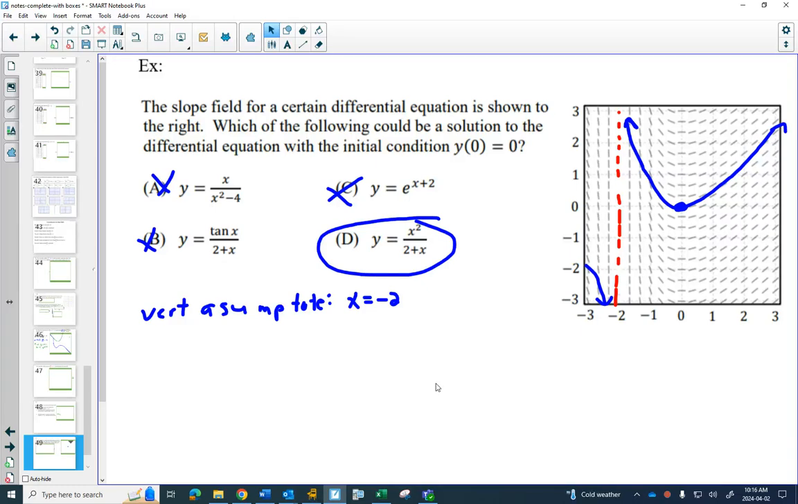Right away, you could cancel out C. This is the first one I would cancel out right away, because that one does not have a vertical asymptote at x equals -2. But these other graphs do. These other graphs have a vertical asymptote at -2, and -2, and at -2. So this becomes a bit of a challenge to figure out which graph is which. Okay?